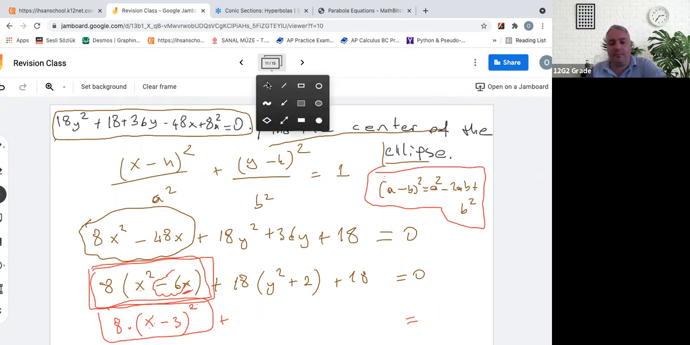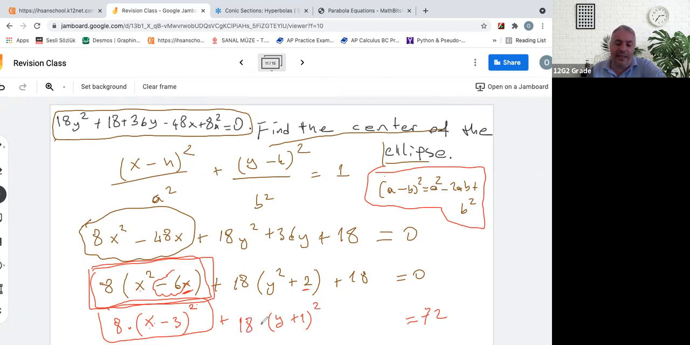Similarly, y squared plus 2y. 2 divided by 2 is 1. So I can say that this is (y plus 1) squared. When I expand this, y squared here, 2 times y times 1, 2y here, plus 1. And this one is multiplied by 18. So to eliminate this, I can add 18 here. And here I have plus 18. Okay. And then these 18 and these 18, I can cancel. So it will be 72.